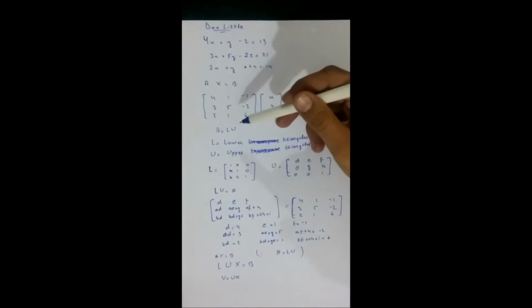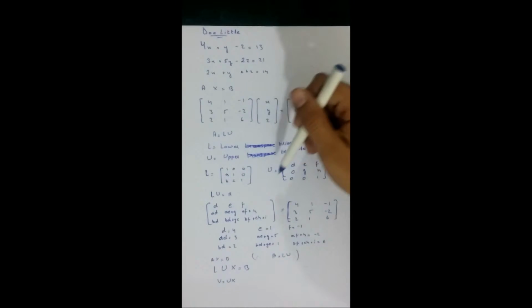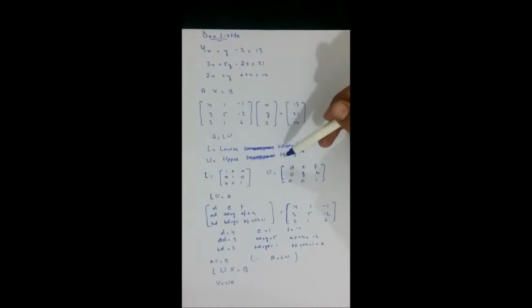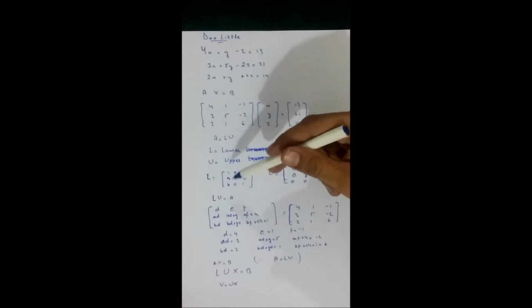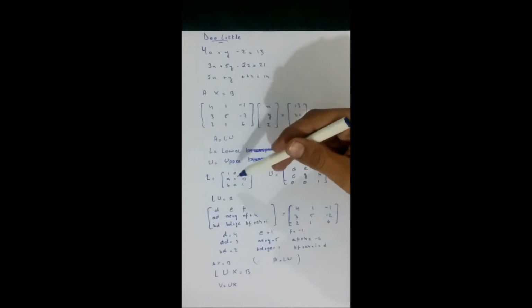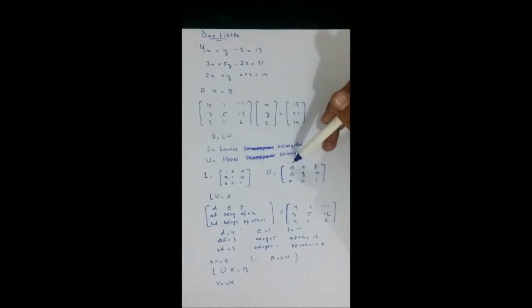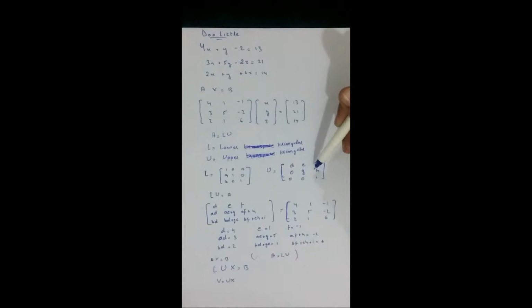A is equal to the product of L and U, where L is the lower triangular matrix and U is the upper triangular matrix. Using Doolittle's method, the diagonal elements of the lower triangular matrix should be equal to 1, while the other elements are stated as the unknowns A, B, C, and in the upper triangular matrix, the unknowns are D, E, F, G, H, and I.